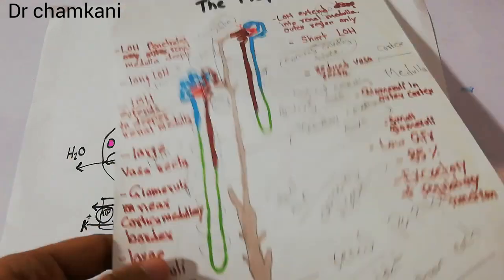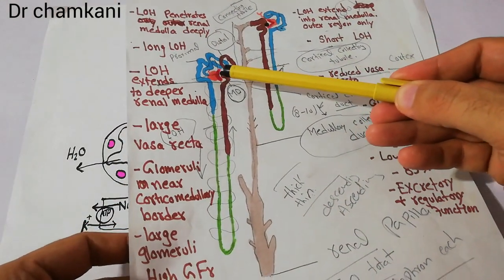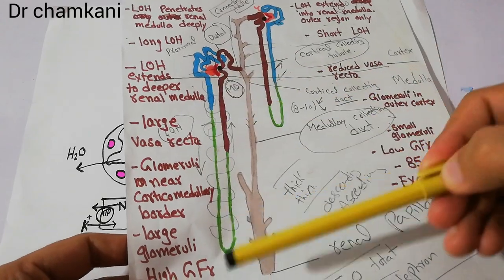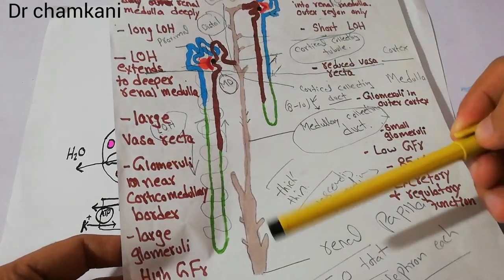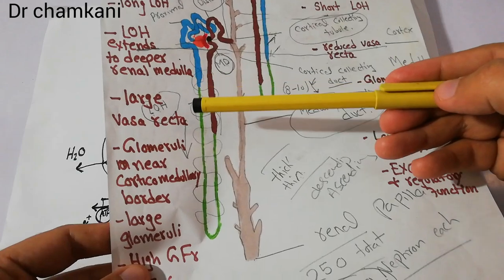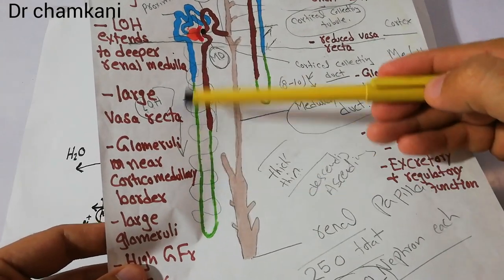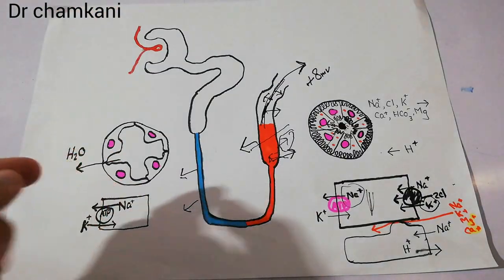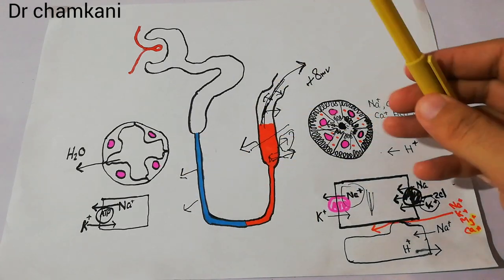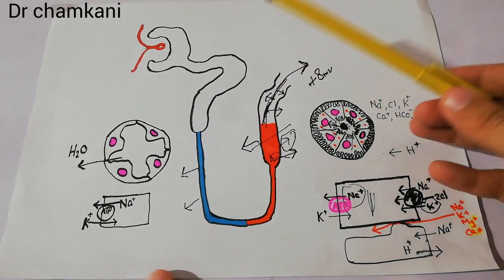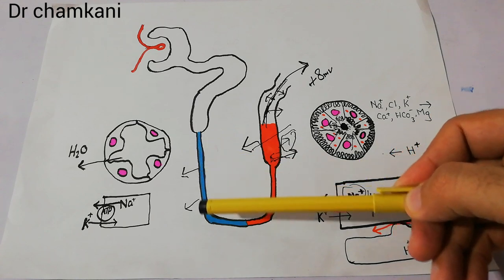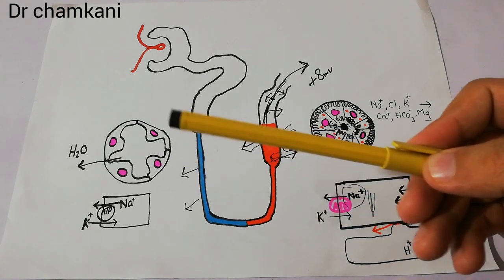And we have discussed this in detail. This is the structure of the nephron. It has a glomerulus, the proximal tubule, loop of Henle, distal tubule, and the collecting ducts. So today we will focus on this green color loop, which is the loop of Henle, and we have simplified this diagram here. The loop of Henle has two main parts, the descending part and the ascending part.